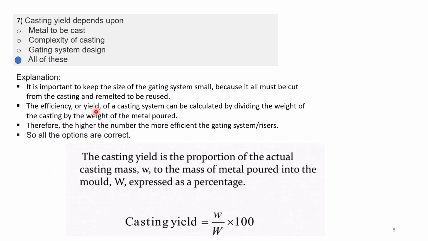Okay, so the efficiency or yield of a casting system can be calculated by dividing the weight of the casting by the weight of the metal poured, and therefore the higher the number, the more efficient the gating system or risers. So all the options are correct here.